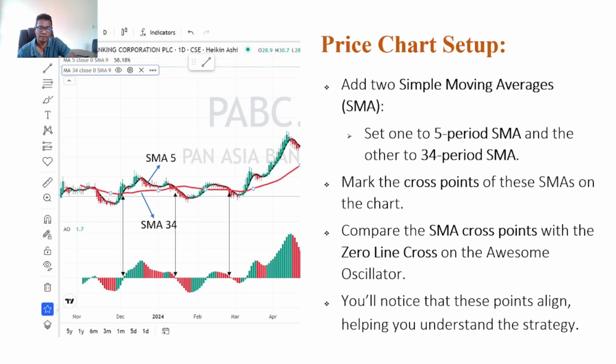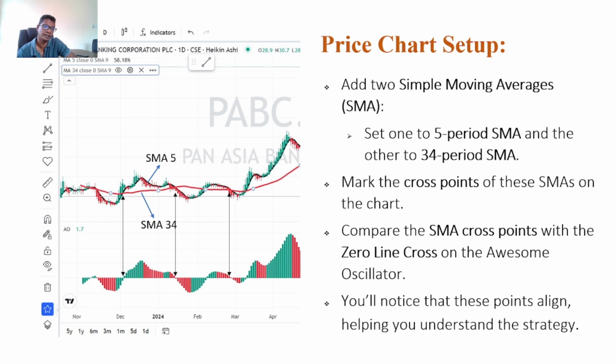When the simple moving average 5 crosses over the 34 line and stays there, in that time you can see on the Awesome Oscillator the histograms are above the zero line. On the other hand, when the 5 simple moving average is below the 34, you can see in the Awesome Oscillator the histograms are below the zero line.